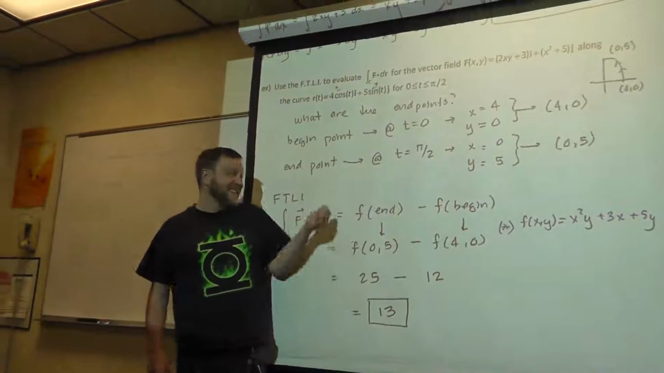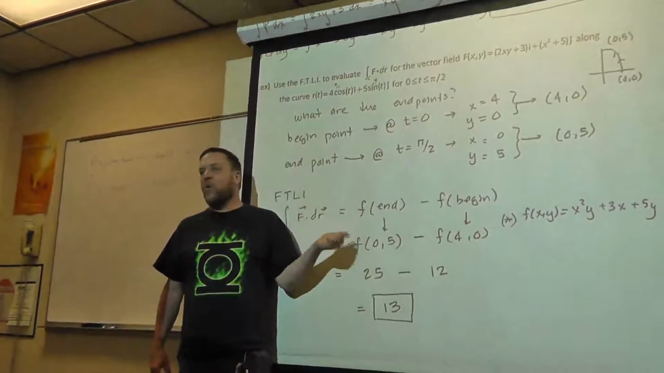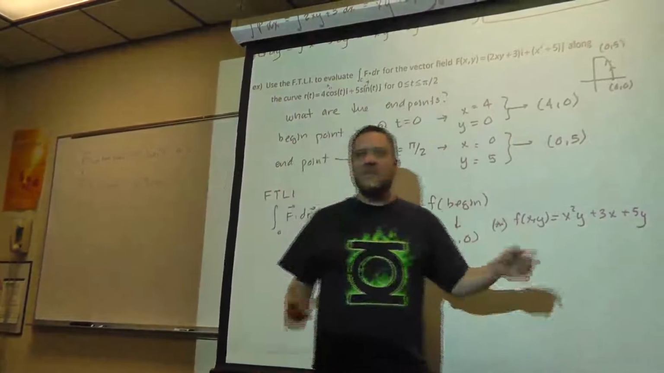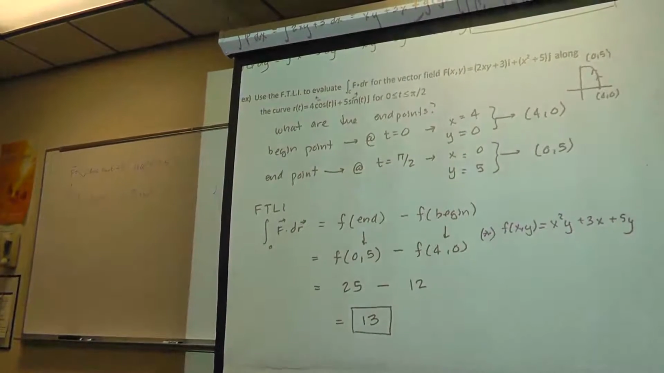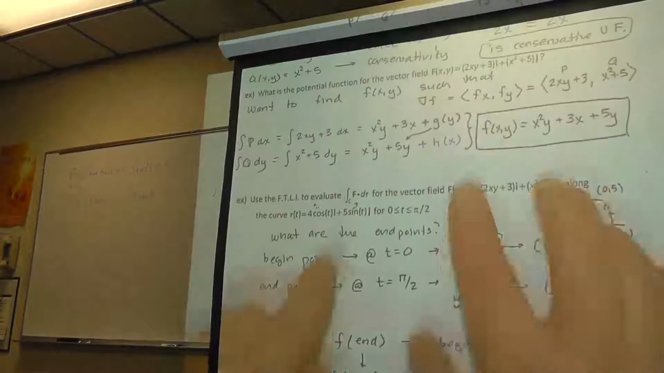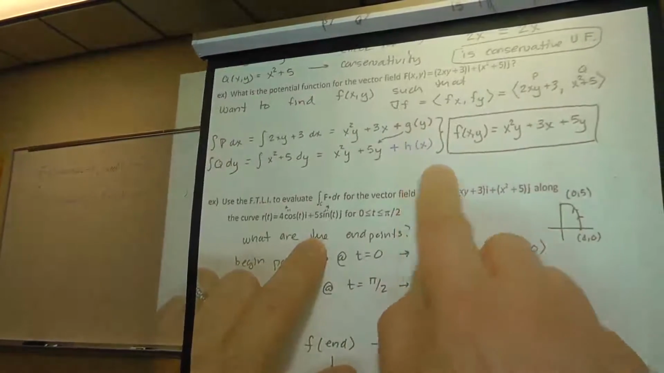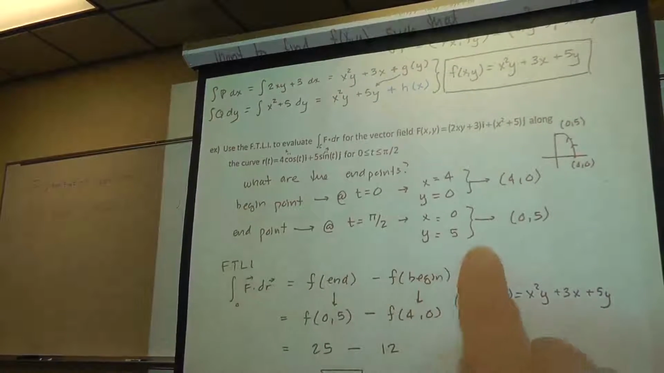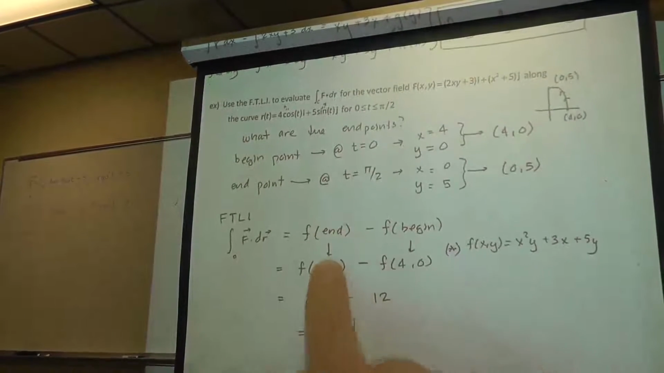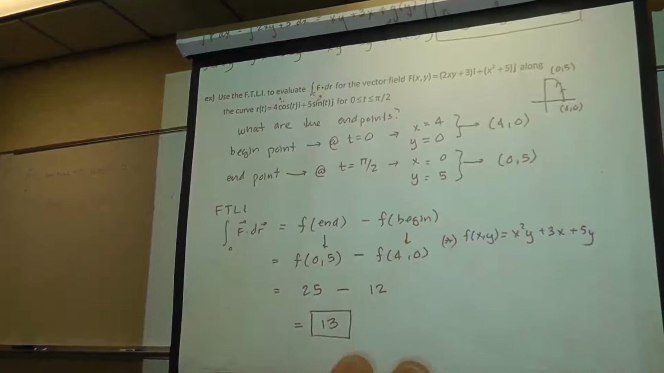But I think finding the potential function was the main hard work here, coming up with that. But that's just integrating your p with x, integrating your q with y, comparing the two results to make sure you see which parts contribute to this g and h. And then as soon as you got that, you're golden. You just need to discern what your beginning and end points are, and then evaluate the end point plugged into the potential and minus the begin point plugged into the potential.